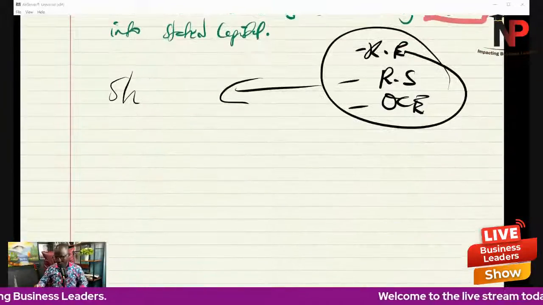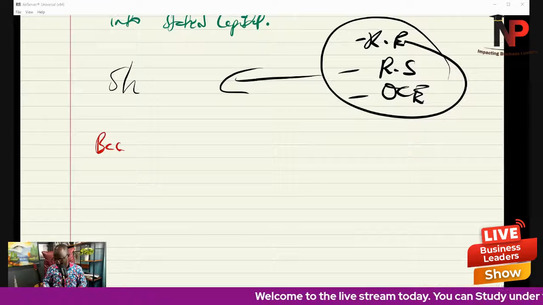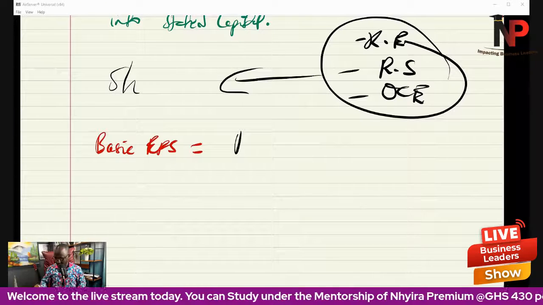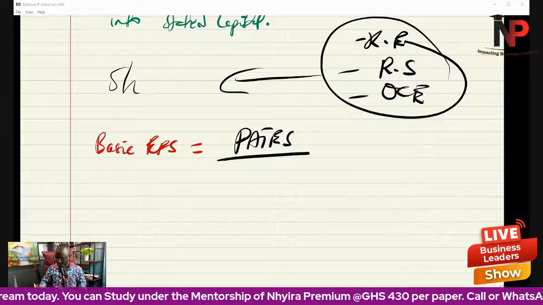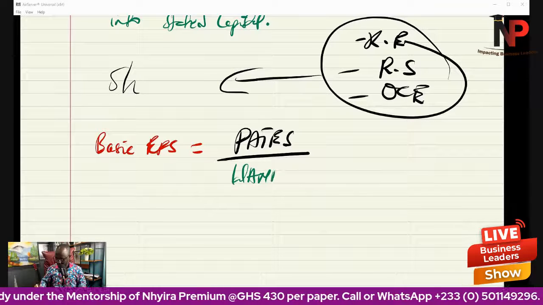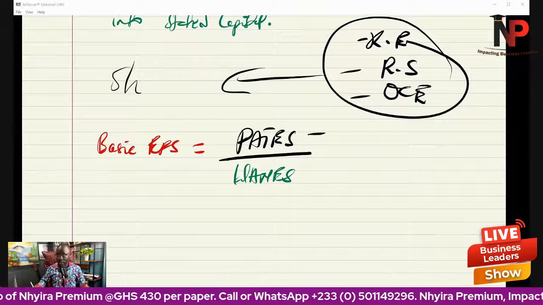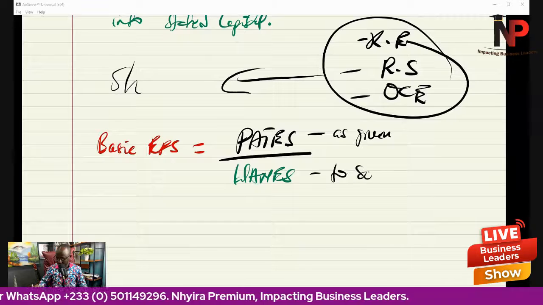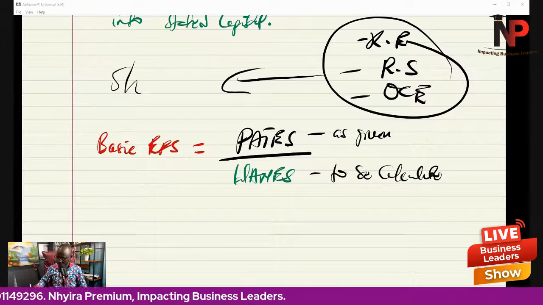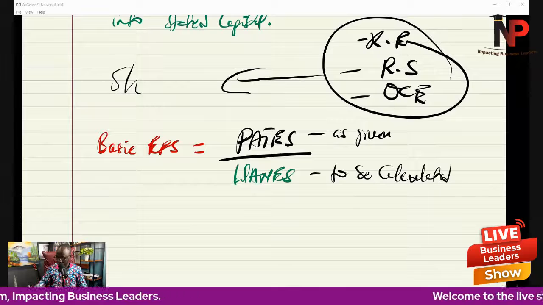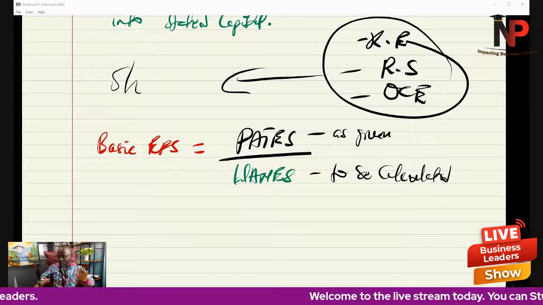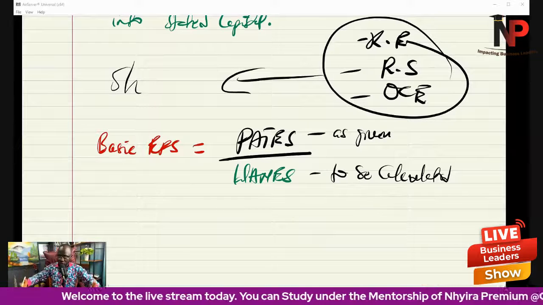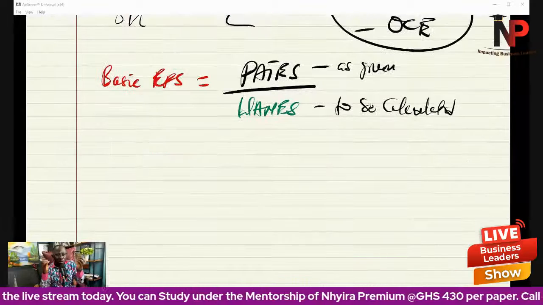So, under the bonus issue, how do we calculate our basic earnings per share? Our basic earnings per share is still PATES, profit attributable to equity shareholders, divided by the WANES. Here, you don't do anything to the numerator, it's given to us. But the WANES has to be calculated. Stay with me very carefully here. In calculating the weighted average number of equity shares, there has to be a bonus fraction.